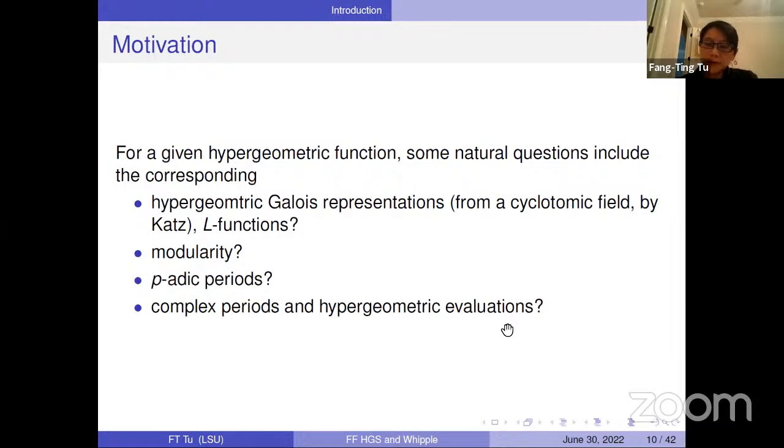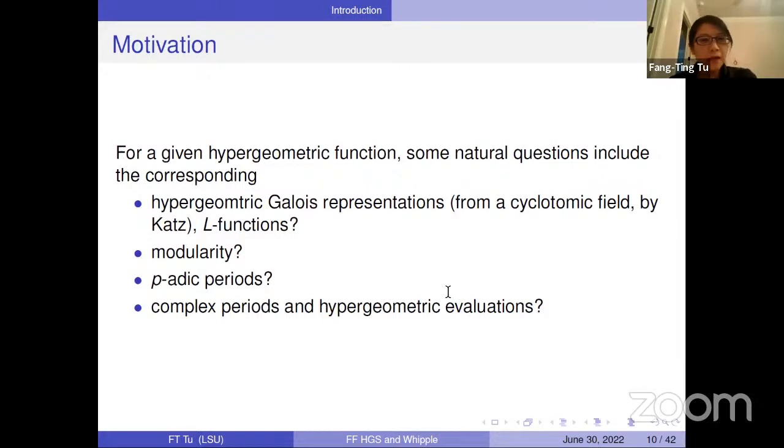So from this example, we see that if we have given hypergeometric functions, like the Legendre elliptic curve case, we can consider the corresponding Galois representations. And from the Galois representations of the variety or their L-functions, we can also talk about the modularity of the Galois representations and the p-adic version like supercongruence. And also, as we see in this talk, like Rogers' example, we can relate the hypergeometric values to the periods of the modular forms.